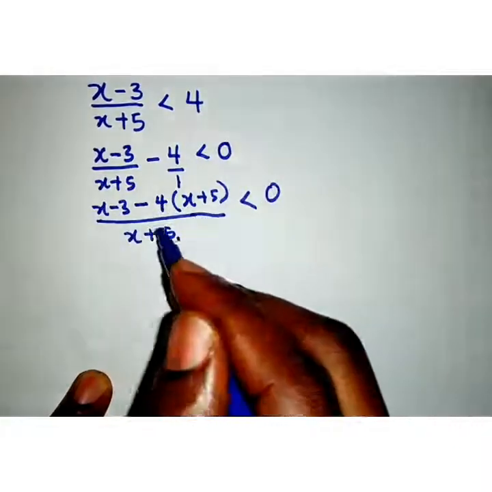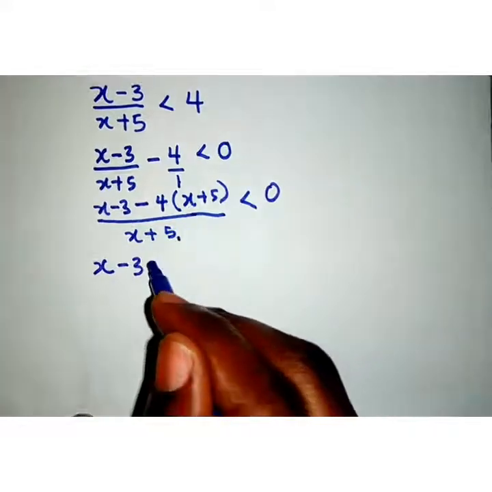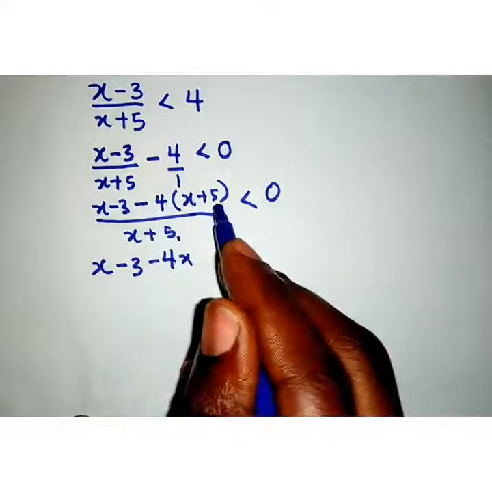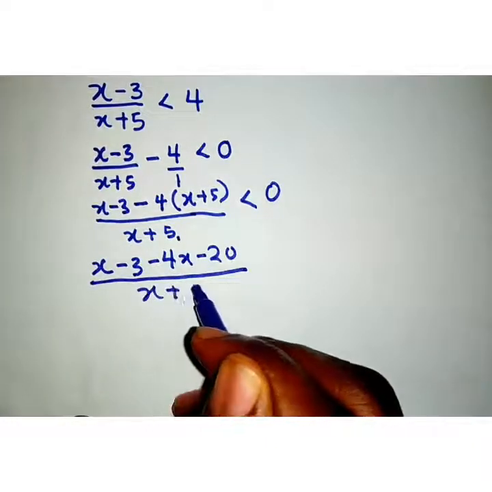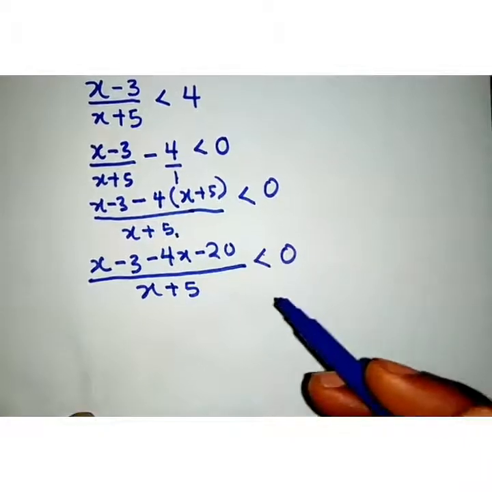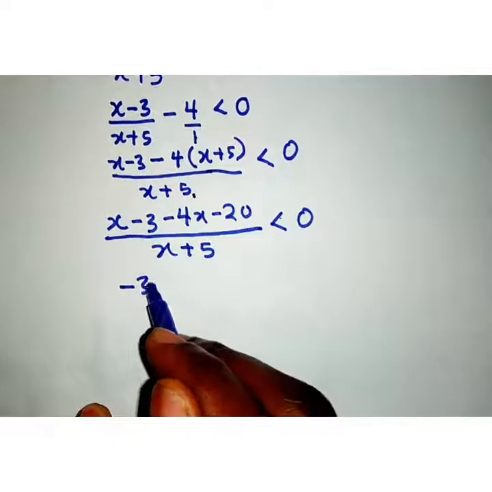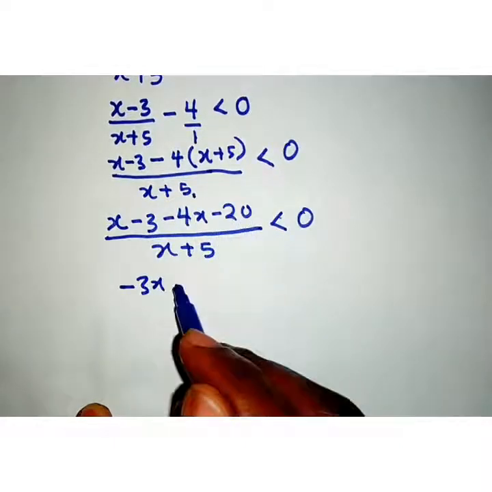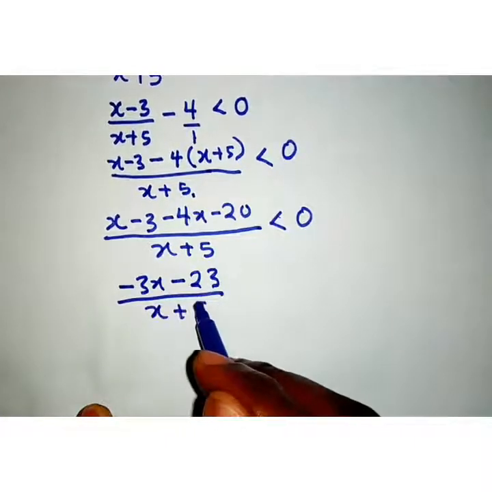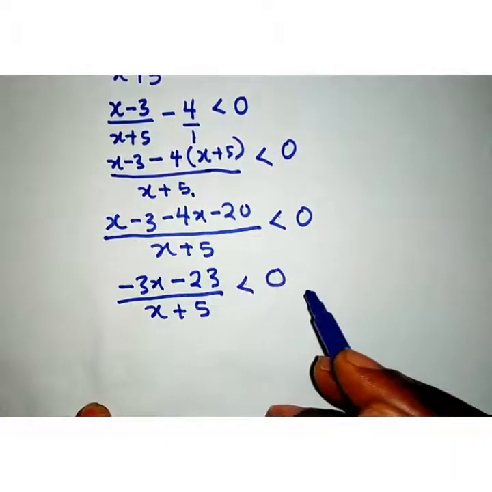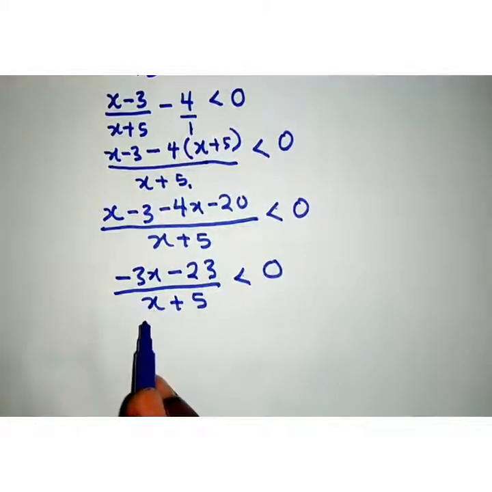We can simplify the numerator further. We have x minus 3 minus 4 times x gives us minus 4x, minus 4 times 5 gives us minus 20, over x plus 5, less than 0. Now x minus 4x gives us minus 3x, minus 3 minus 20 is minus 23, over x plus 5, less than 0. We now find the critical values of the numerator and the denominator.